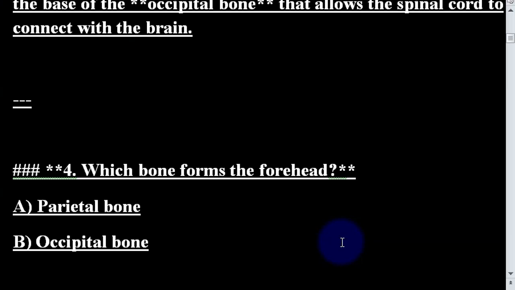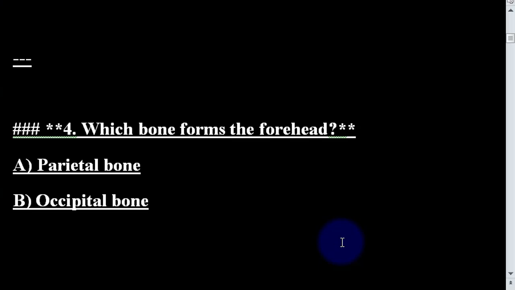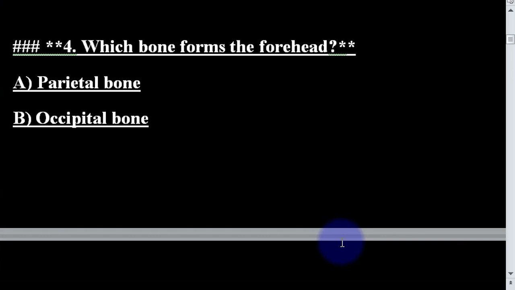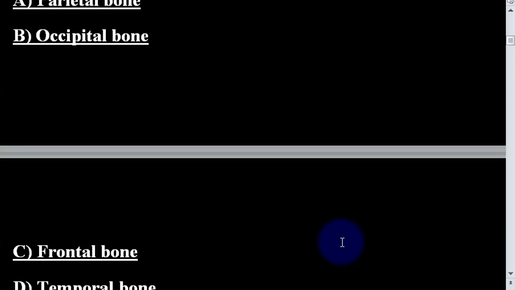The next question: which bone forms the forehead? We have A, the parietal bone, B, the occipital bone, C, the frontal bone, and D, the temporal bone. The frontal bone is the bone that forms the forehead, and it also forms the socket of the eye, which is also known as the orbit. So the correct answer is C, the frontal bone.